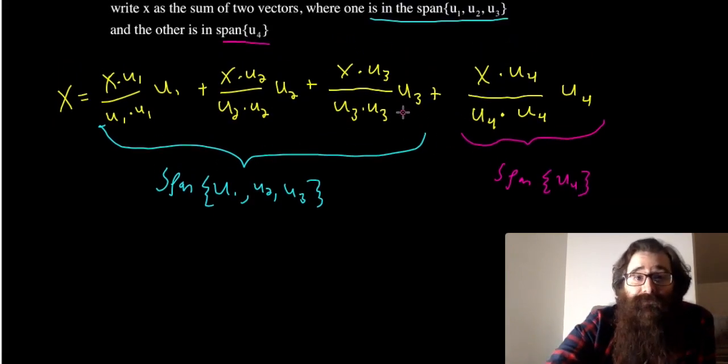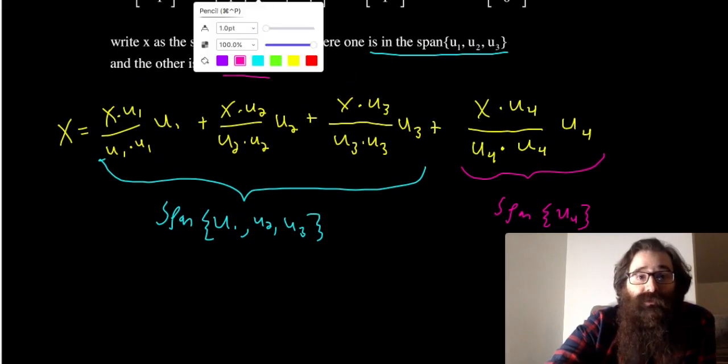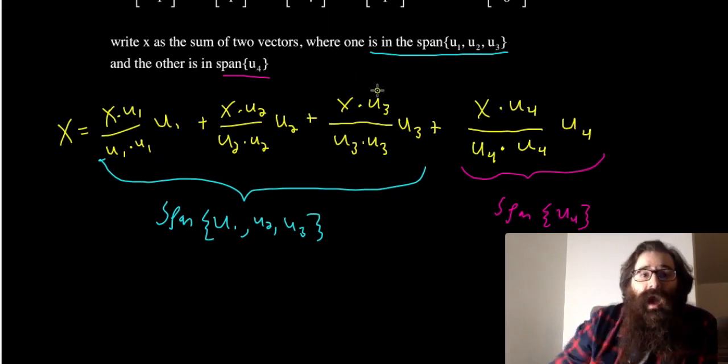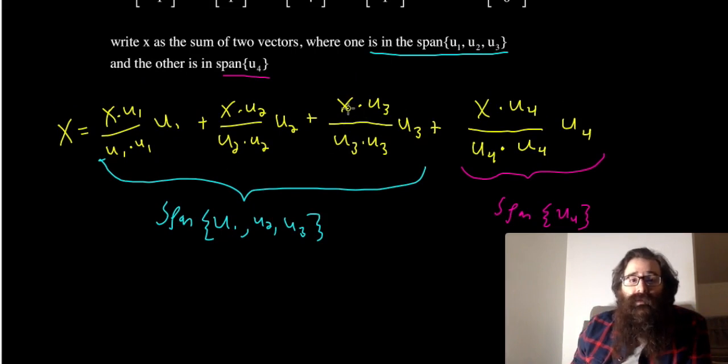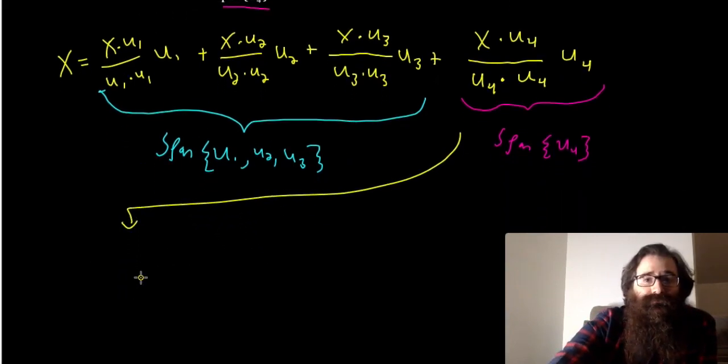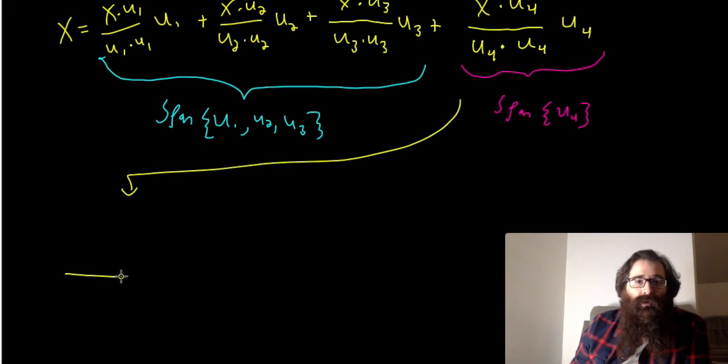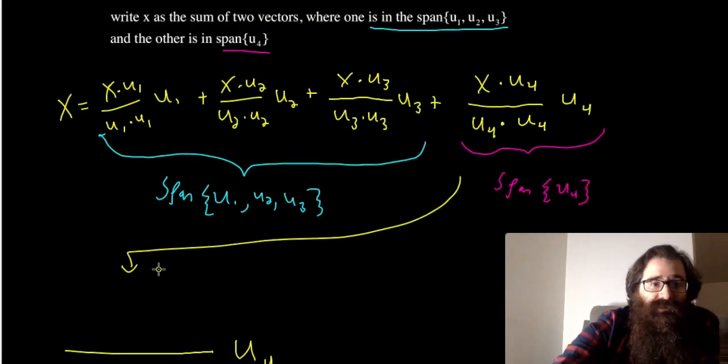And now, since I want to find these two pieces, here's where the trick is going to come into play. I could build it very directly, but I'm going to start with this second part. It says the sum of two vectors, one of them is in the span of u1, u2, and u3. The other is in the span of u4. Let me start with the other then. Let me build this one. So the piece that's in the span of u sub 4 is going to be x dotted with u sub 4 divided by u sub 4 dotted with u sub 4 times vector u sub 4. I'm just going to build the coefficient out first.